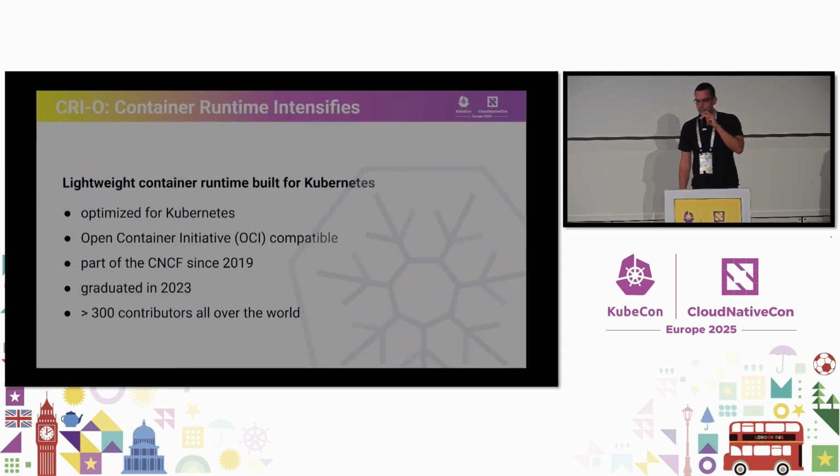It is actually a lightweight container runtime built exactly for Kubernetes. So it means it's optimized for Kubernetes, and we also follow the Kubernetes release cycle. We implement the features directly for Kubernetes, but on the other side it's also OCI compatible. This means that we follow the Open Container Initiative, so if something changes there, it will also change in CRI-O.